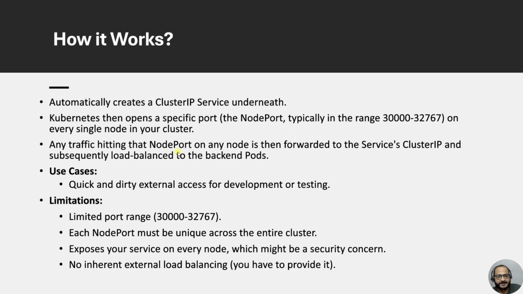Any traffic hitting that node port on any node is then forwarded to the Service's cluster IP and subsequently load balanced to the backend port. So if you see the hierarchy, they are still using ClusterIP in the background for communication, but they are allowing our worker nodes to map the worker node IP and port with our application pod IP and port. That's how we stabilize a connection.